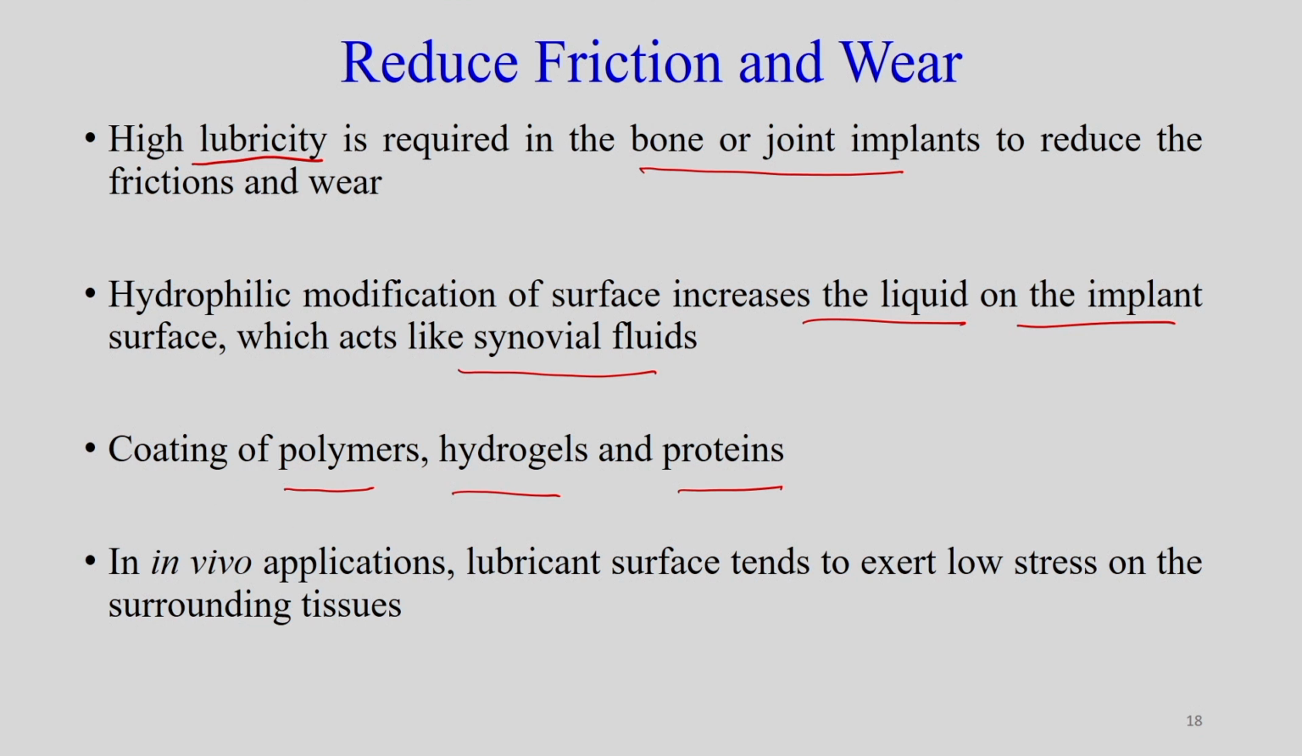So, particularly for the in vivo applications, the lubricant surfaces tend to exert low stress on the surrounding tissue, so that there should be no inflammatory responses. So, these are the different ways how we can minimize, particularly for the joint or the bone implant. To minimize, our objective is to reduce the wear and the friction.